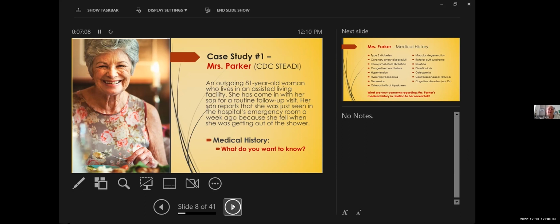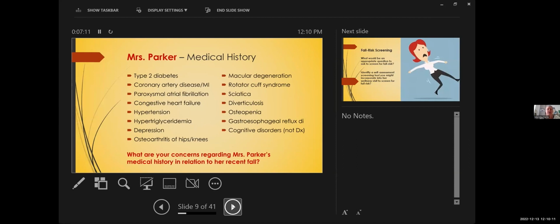So when we look at Mrs. Parker, we find out her medical history is she does have type 2 diabetes. She has coronary artery disease. She's had MIs in the past, not recently. She's having some problems with atrial fibrillation. She has congestive heart failure, hypertension.